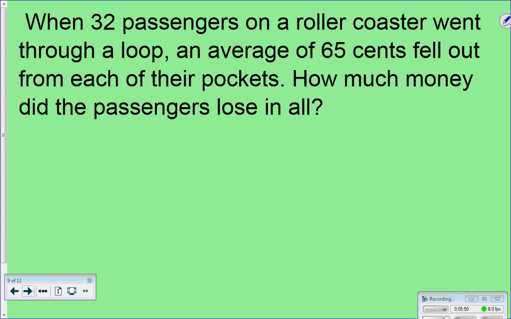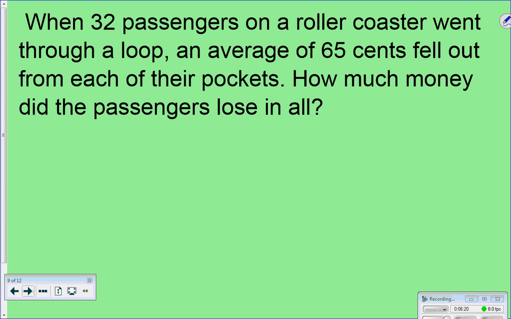When 32 passengers are on a roller coaster that goes through a loop, an average of 65 cents falls out of their pockets. Wouldn't you like to be at the bottom of that roller coaster? I probably would. How much money did the passengers lose? Okay, so how many passengers were there? Okay, and how much did each lose? What integer can I use for that 65? If they lost something, what should it be?